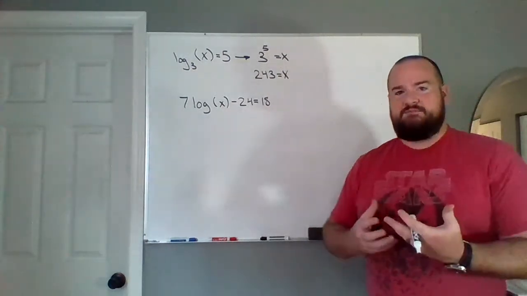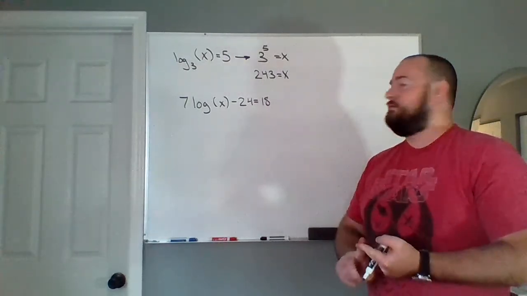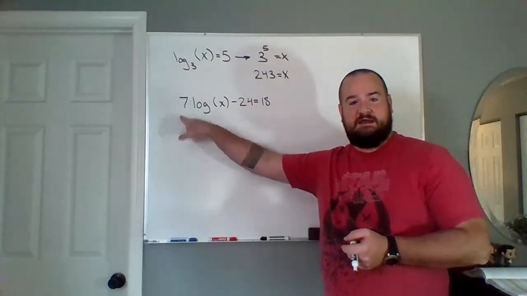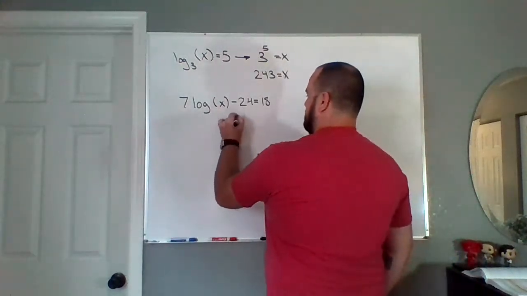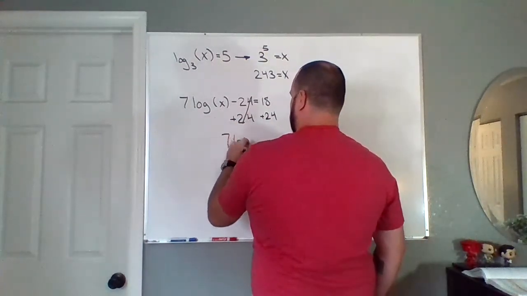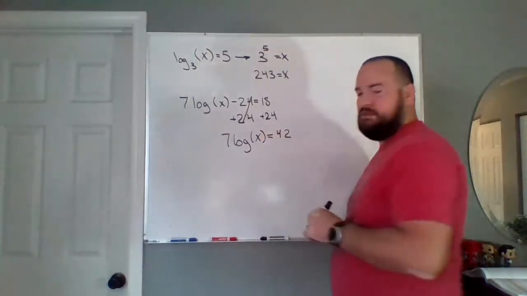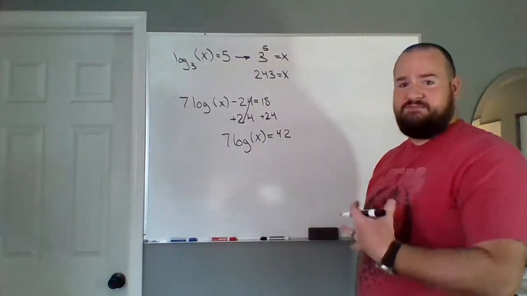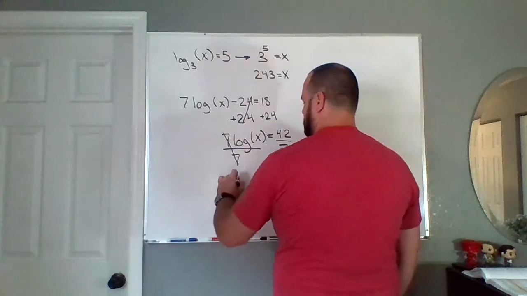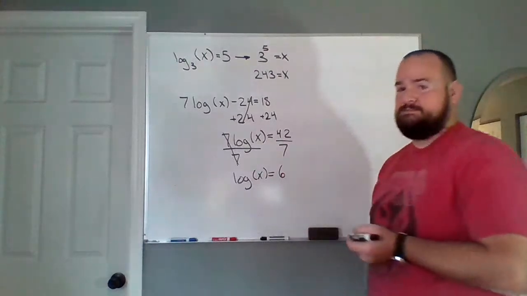So think about any problem you've ever solved before, right? What's our goal when we're solving an equation? Isolate our unknown. Our unknown is x, so we need to isolate this, which means I need to undo this addition, and then after that I undo my division. So first thing I would do is add 24 to both sides. We have 42. Now I just need to divide by 7. So I get that the log of x is equal to 6.